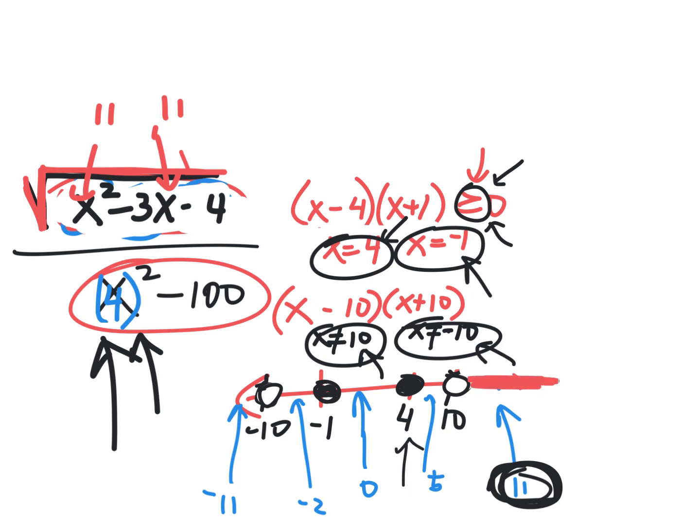Should have shaded that in out there if you're doing it right. How many of you already had that shaded in out there? Okay, awesome. Now I'm just going to ask people to test and tell me whether 5 worked, whether 0 worked, whether -2 worked, or whether -11 worked.